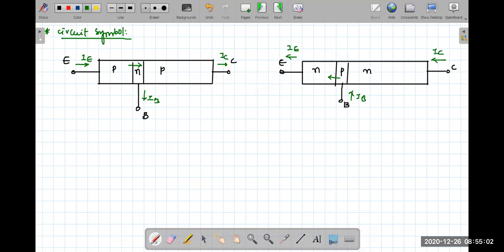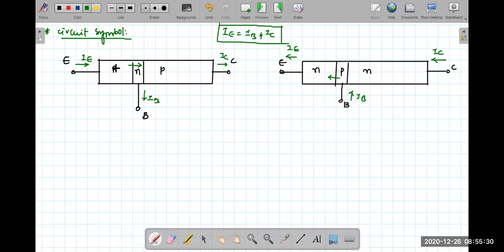So here what I can say is that in both cases, IE is equal to IB plus IC. That means the emitter current is base current plus collector current. That is valid always for any transistor, whether it is NPN, PNP, any doping, any dimensions. This must happen. Is that okay?